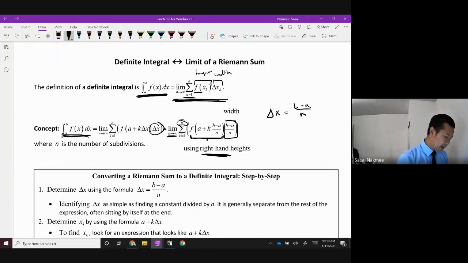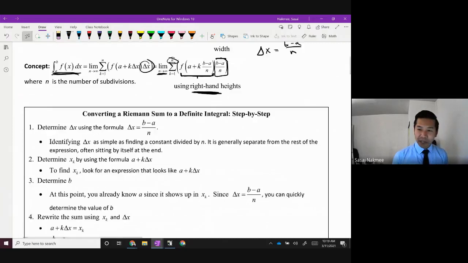Okay. All right. So here are the step-by-steps. I'm giving you these out so you don't have to write these. When you're converting a Riemann sum into a definite integral, the first thing you need to do is to be able to identify what your delta x is. Your delta x, remember, is just the width of your rectangle. And the width of your rectangle is just calculated by the limits, b minus a, divided by however many rectangles we want. And of course, we're looking at it approaching infinity.